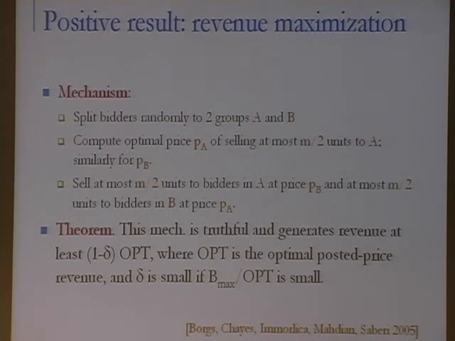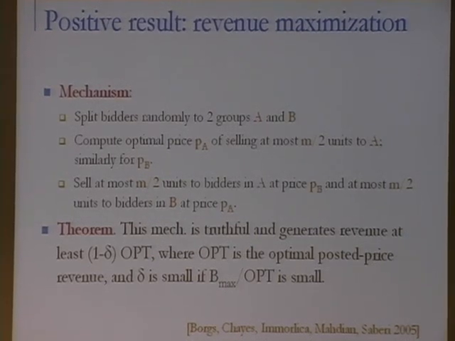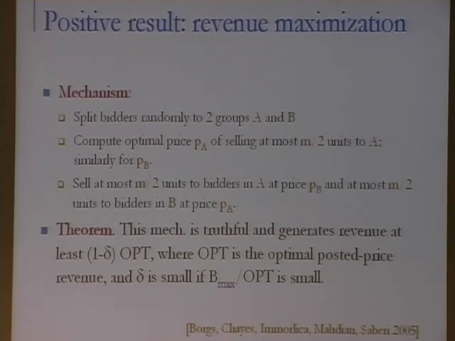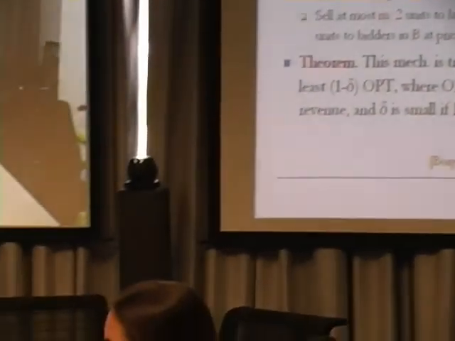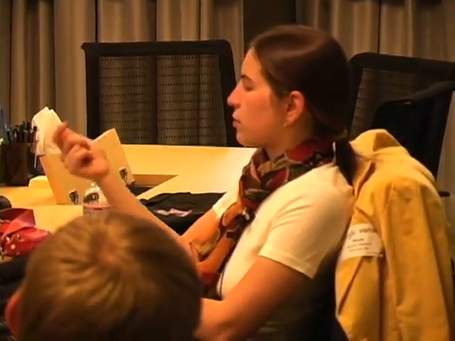What does small mean there? The maximum budget over the optimal revenue is small? This is going to be some parameter epsilon in the probability that the mechanism generates this revenue. And the relationship to delta?